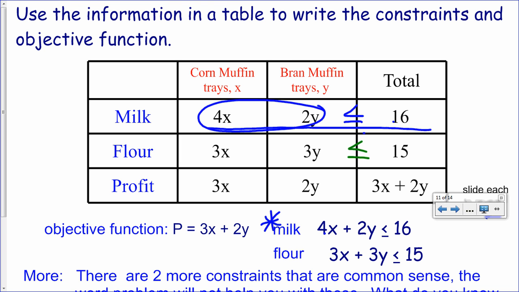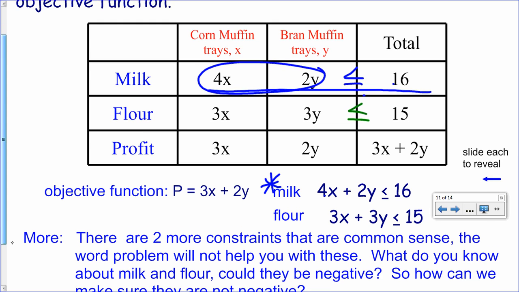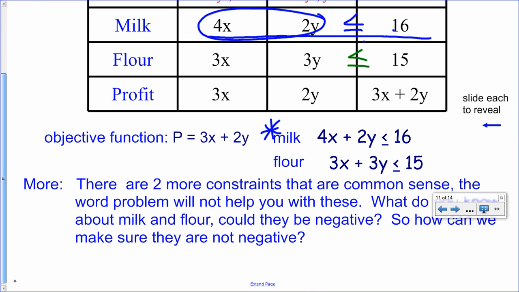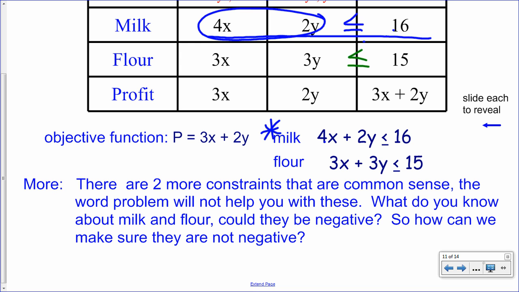And the flour then is 3x plus 3y is less than or equal to 15. Now, there are two more constraints that are kind of hidden. Remember, we had talked about how sometimes there's kind of implied constraints that apply to the word problem depending on the word problem. So, what do you know about milk and flour? Can they be negative? Can I have a negative amount of flour?